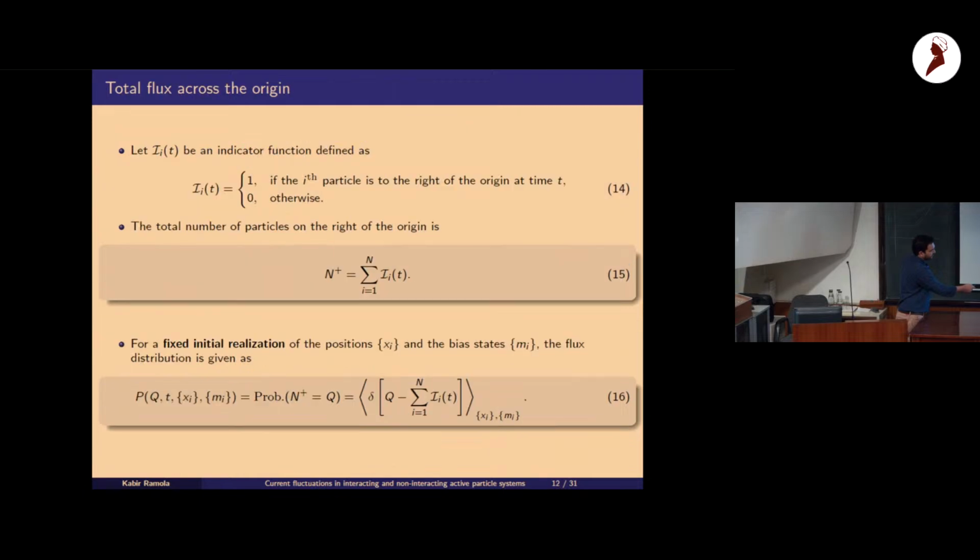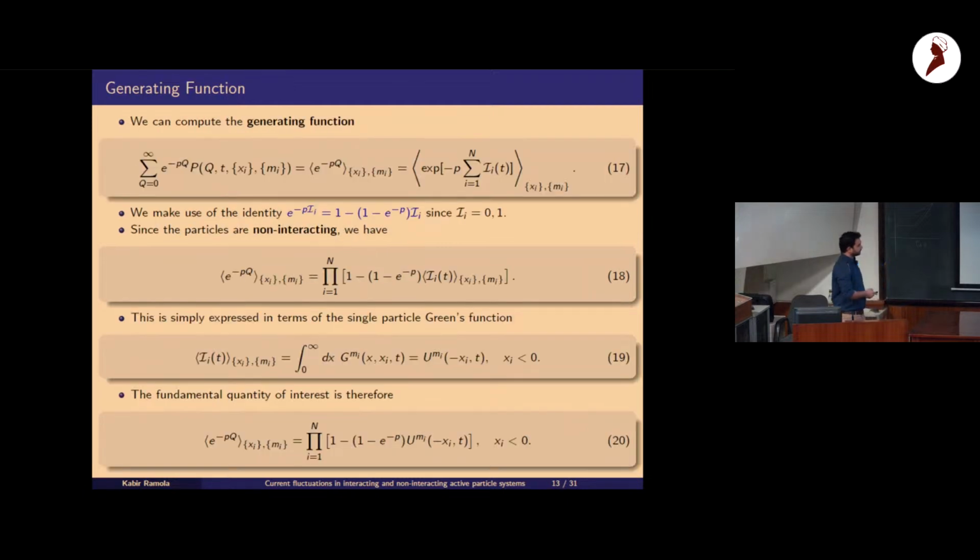That is the distribution that we are interested in, and it is simply given by this delta function, where you sum over all possible occupancies of the particles to the right, and you will just get this quantity. So this is an average over histories consistent with xi, the initial positions, and mi, the initial orientations. Suppose I wanted to compute this generating function, e to the minus pq, where Q is the flux across the origin, consistent with some xi and some mi. You will just take this exponential of the summation over indicator variables.